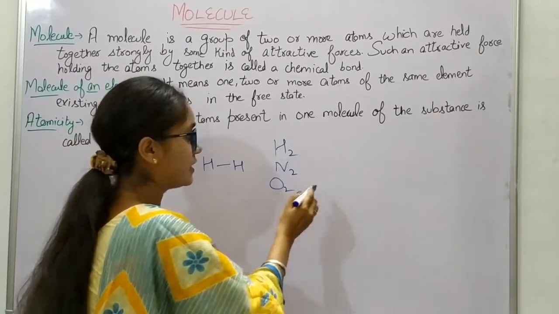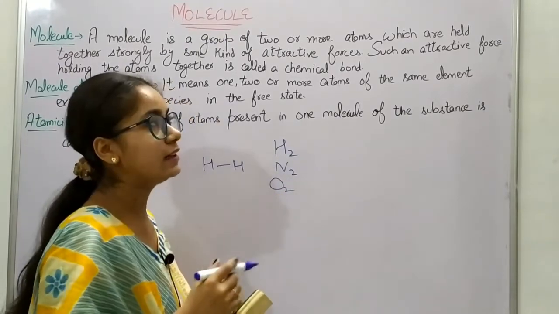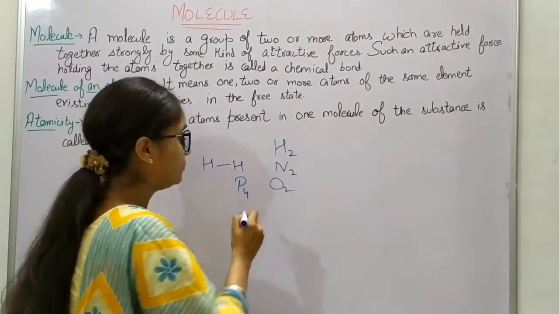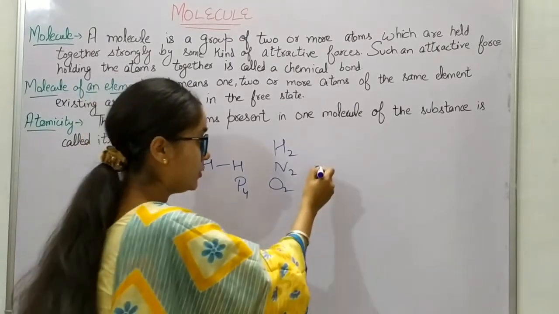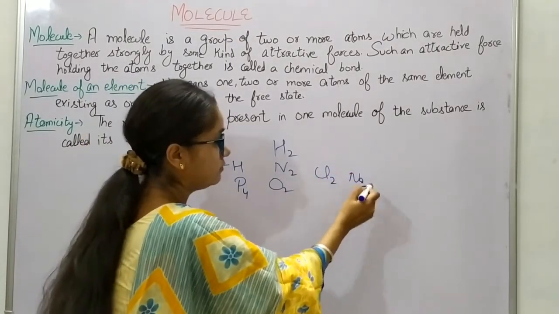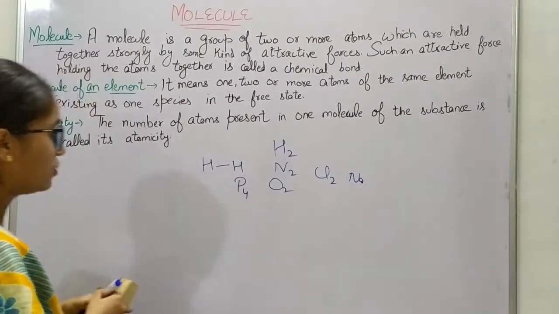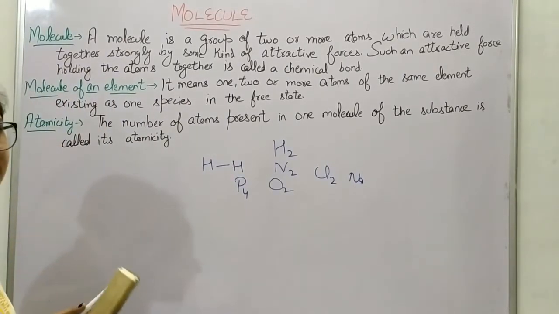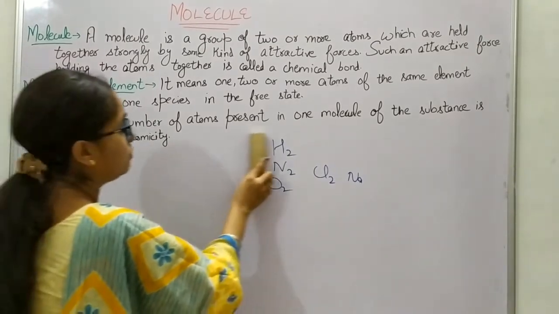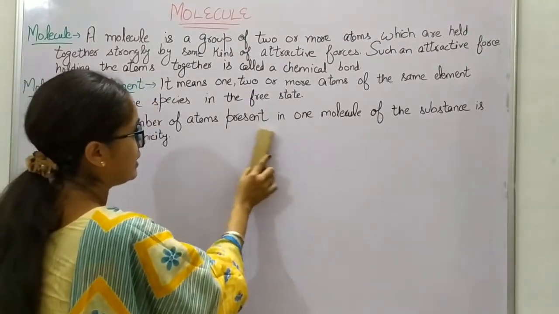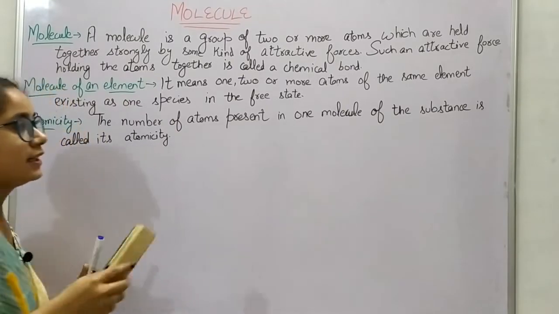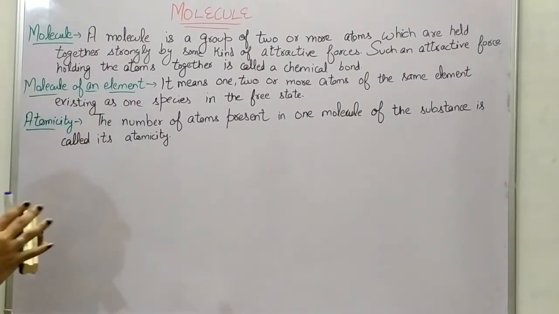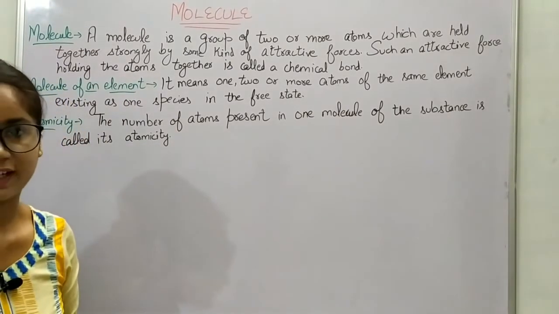O2 is here, it is existing in a free space. Another example is P4, Cl2, Na, etc. Okay, so these are the examples of molecule of an element. Now, before starting the atomicity, I would like to share some examples, or you can say the types of molecule of an element.